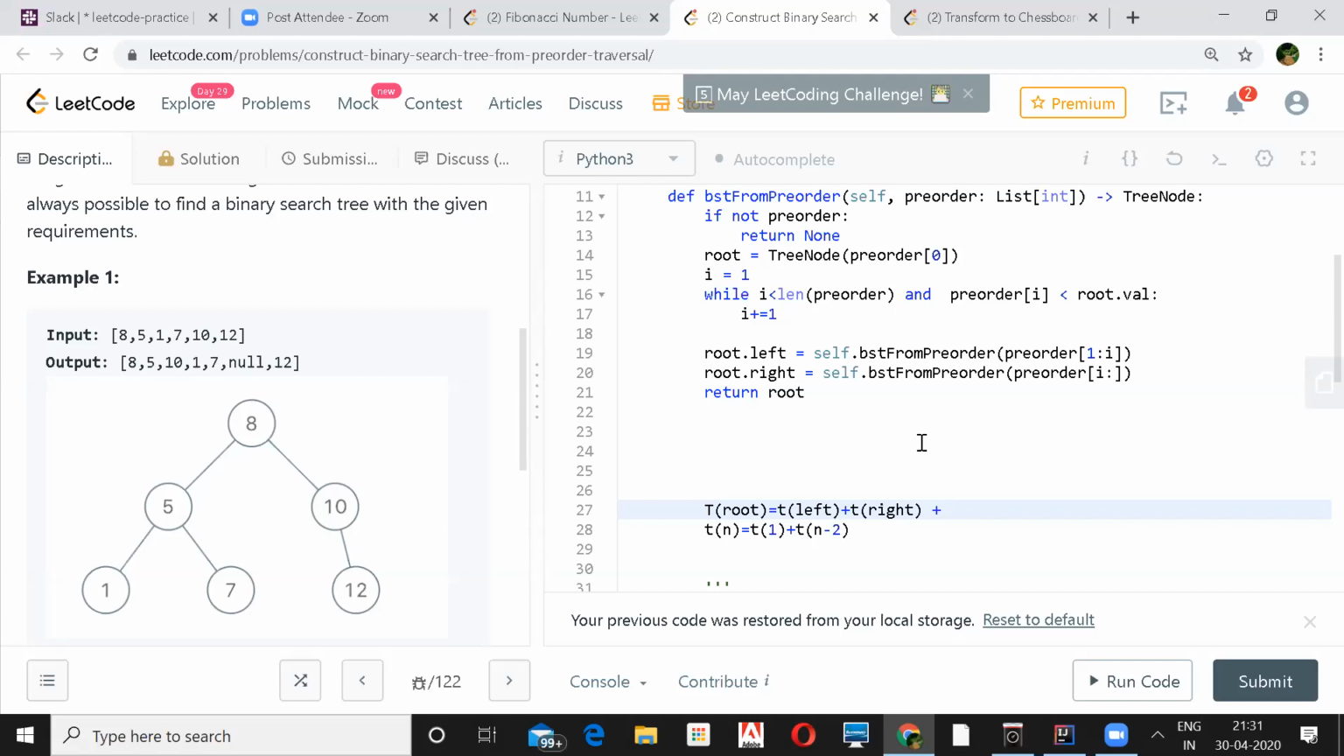I'll check that. Okay, Praveen is sharing. So it is n squared then. Should be O of n. I don't know. I have to solve it.